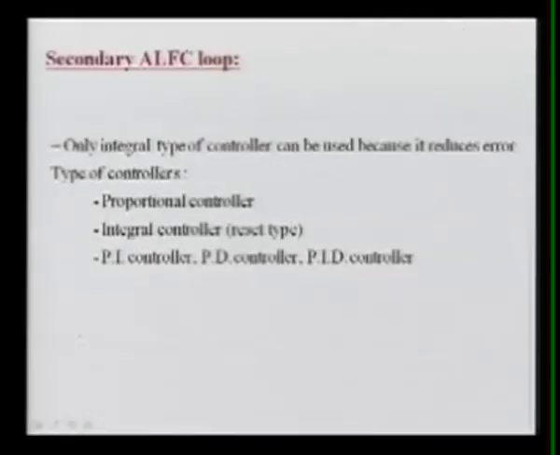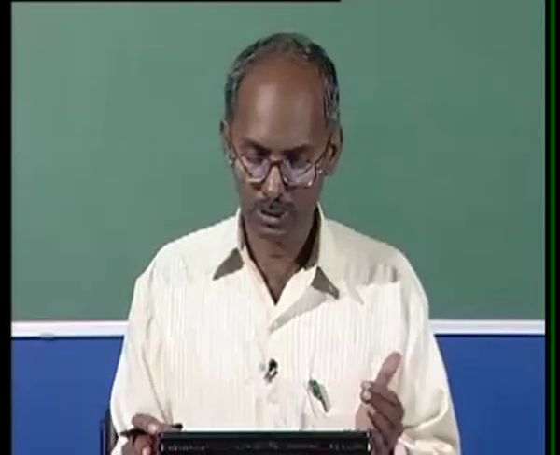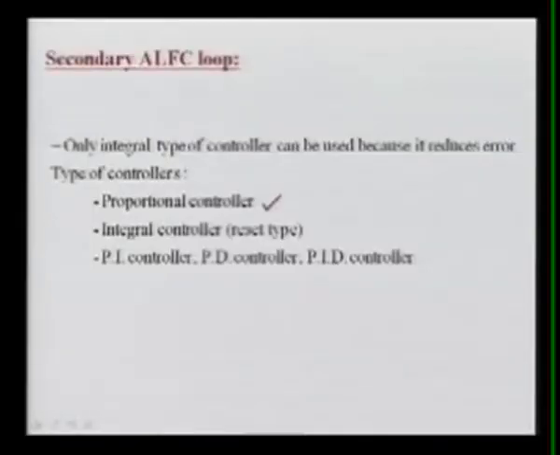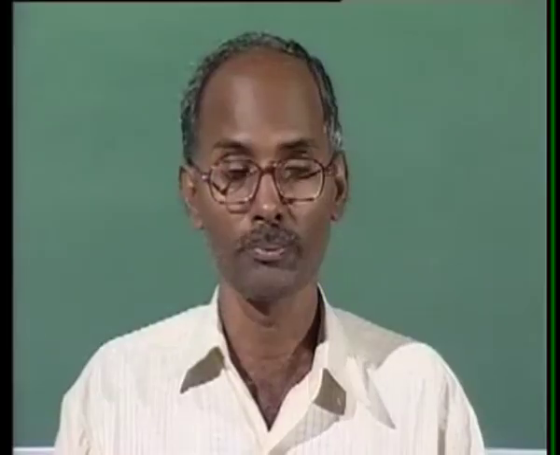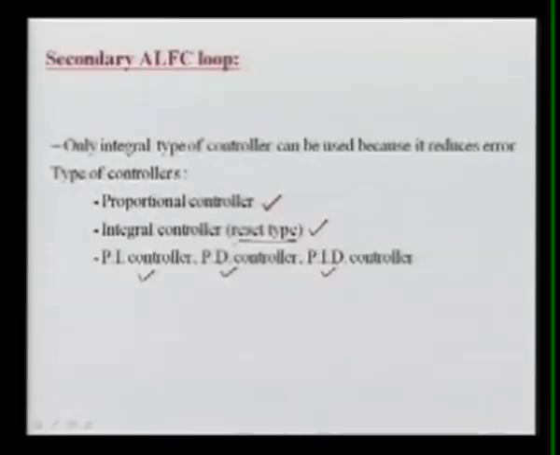In this secondary ALFC loop, various types of controllers are possible. It can be a proportional controller, or an integral controller, which is also called the reset type. It can be a PI, that is a proportional integral controller, a PD controller, that is a proportional differential controller, and PID controllers are also possible. There are certain advantages over other controllers. Again, we will see this type of control when we discuss the excitation system control, where we will compare them. But here this is a reset type because our error is existing every time.